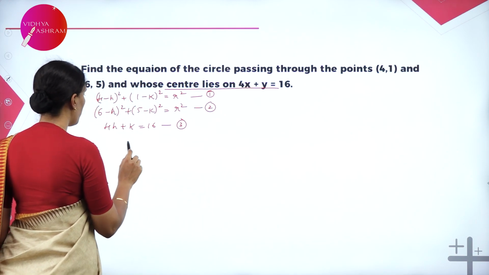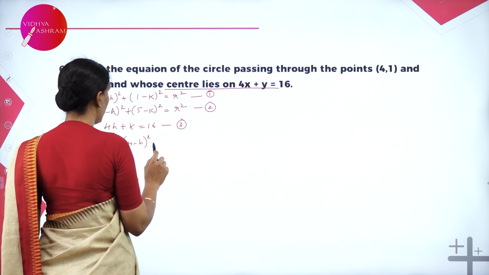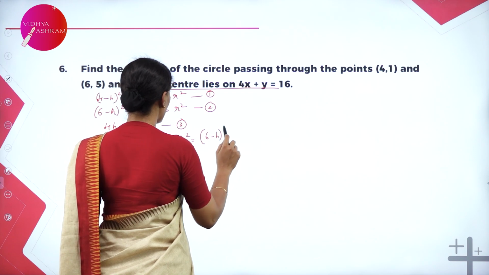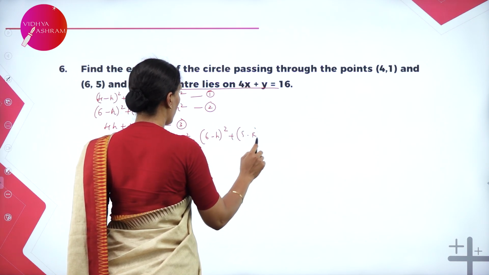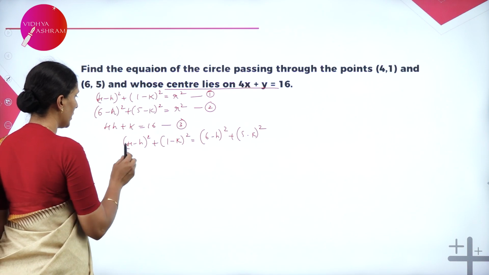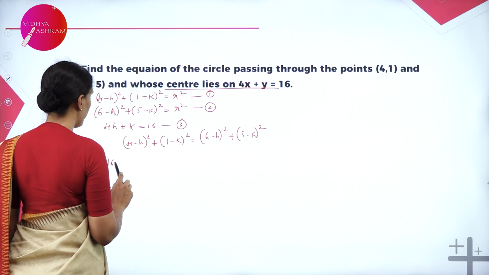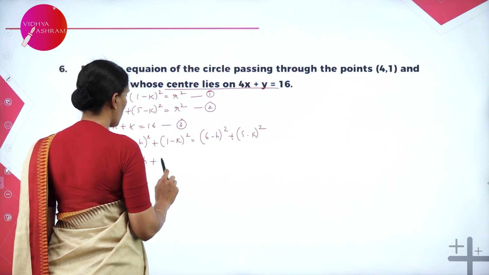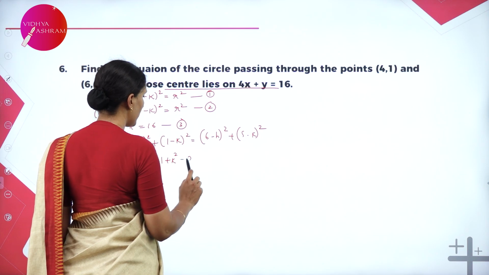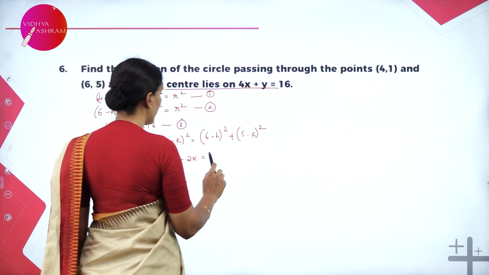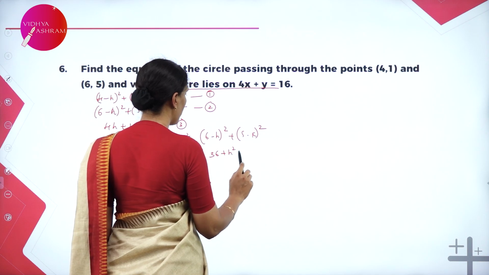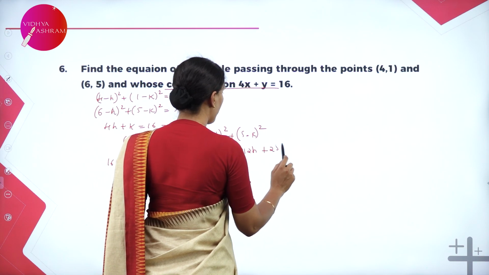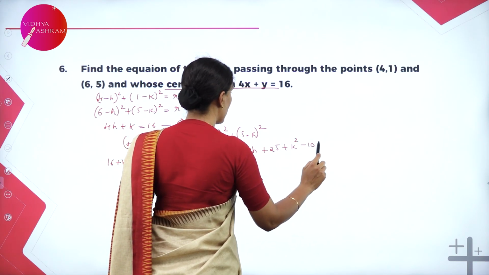So from equations 1 and 2 we have (4 minus h) whole square plus (1 minus k) whole square is equal to (6 minus h) whole square plus (5 minus k) whole square. We can expand and solve here. So we will get 16 plus h square minus 8h plus 1 plus k square minus 2k. Next we have 36 plus h square minus 12h. Next we have (5 minus k) whole square, which is 25 plus k square minus 10k.